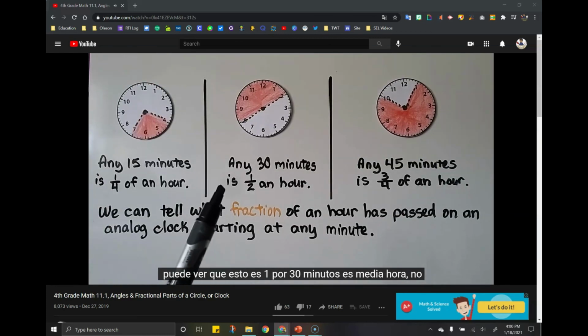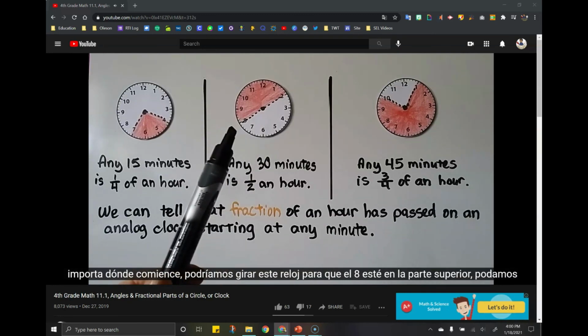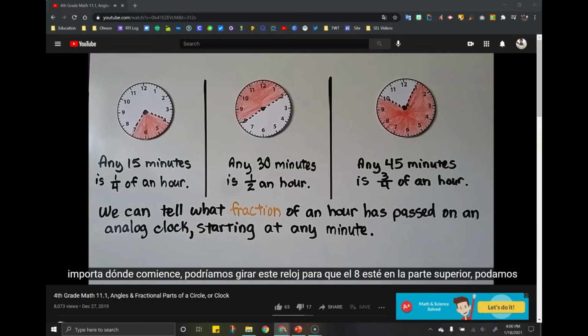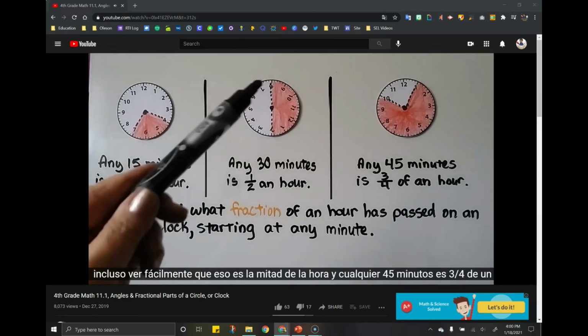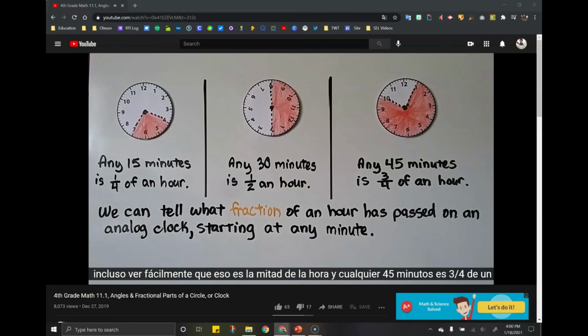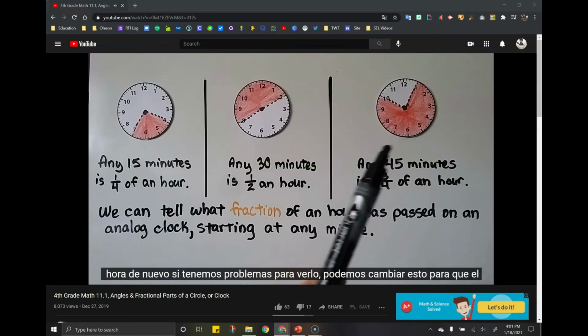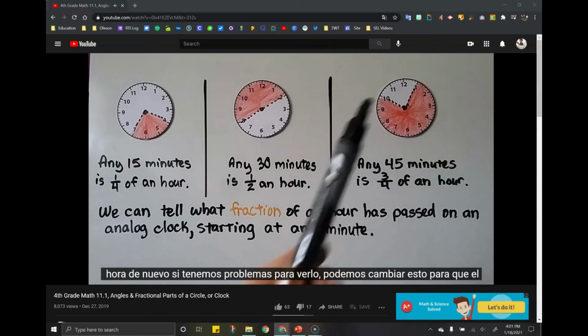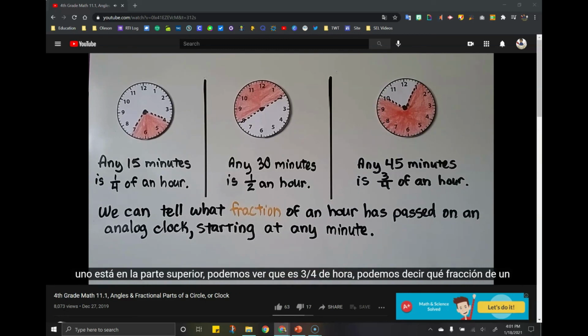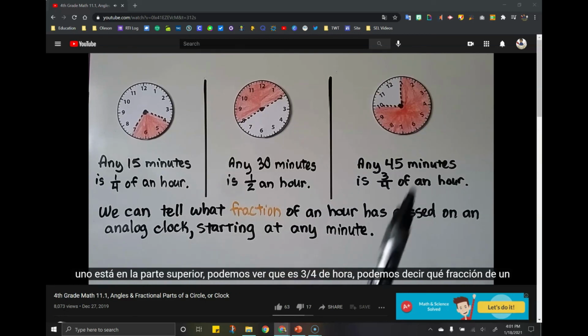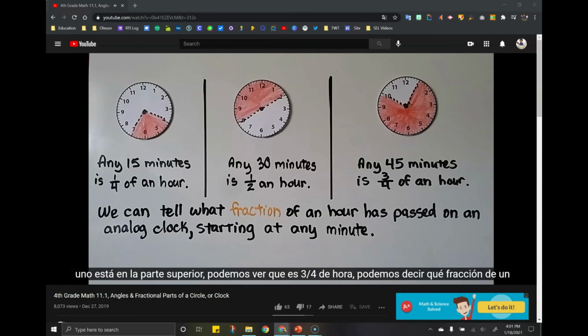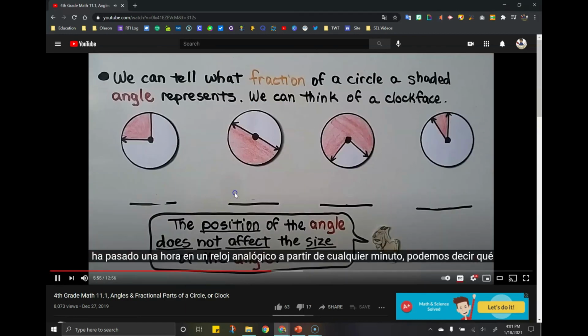Any 30 minutes is a half an hour. It doesn't matter where it starts. We could turn this clock so the 8 is on the top. We can easily see that that's half of the hour. And any 45 minutes is 3/4 of an hour. Again, if we're having trouble seeing it, we can turn this so that the 1 is on top. We can see it's 3/4 of an hour. We can tell what fraction of an hour has passed on an analog clock starting at any minute.